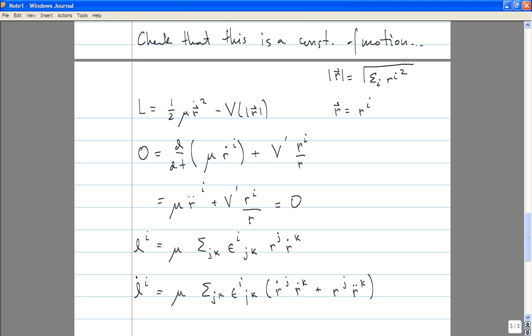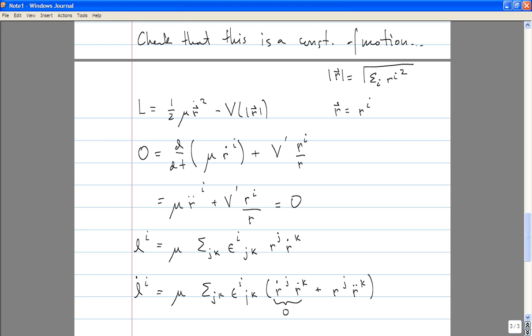So that first term is going to be 0. This r_j dot, r_k dot term is going to be 0. Why is it going to be 0? Well, the epsilon symbol changes sign if I switch j and k. Because if I switch j and k, then if ijk was an even permutation of 1, 2, 3, it becomes an odd permutation and vice versa. So that means that this r dot j, r dot k term has to vanish. So you all actually know that fact. This is the statement that the cross product of a vector with itself is equal to 0.